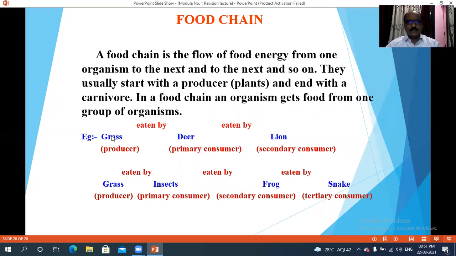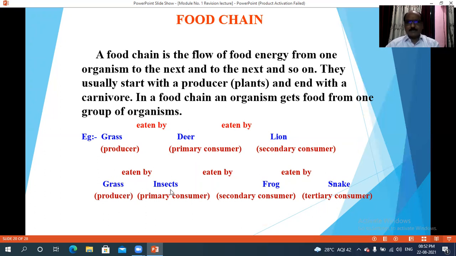You see this sequence, dear students: green plant, which is the producer. These green plants are eaten by the deer, which is a primary consumer, and the deer is eaten by the lion, which is a secondary consumer. This sequence of flow of food energy from one living organism to another is called a food chain.